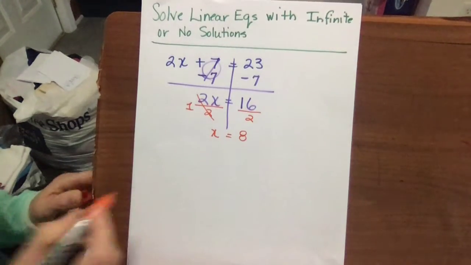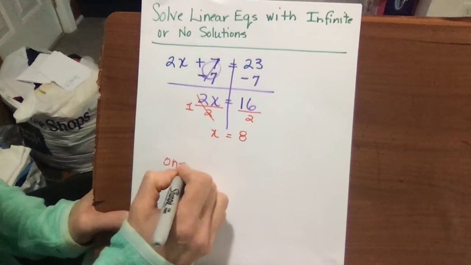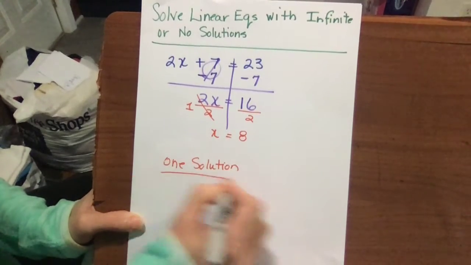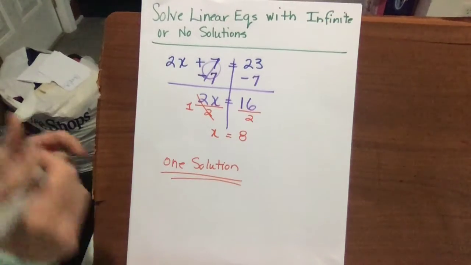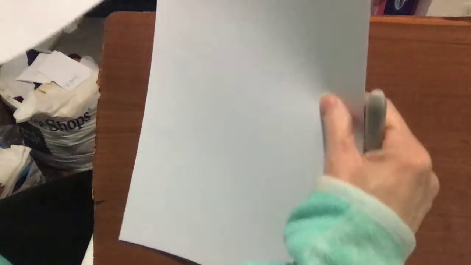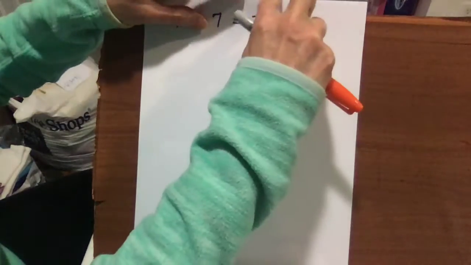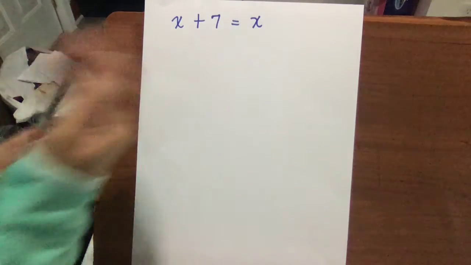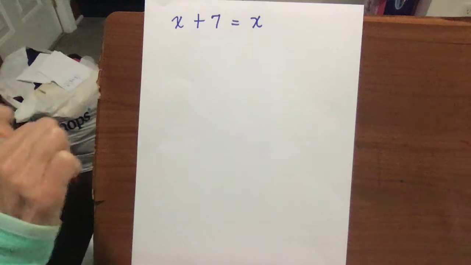So in these typical types of equations, we have one solution. When you can find a value for the variable, you have one solution, and there you have it. But there are times where you don't have any solutions, or you have what we call lots of solutions, or infinite solutions. So let's take this case here of x plus 7 equals x.